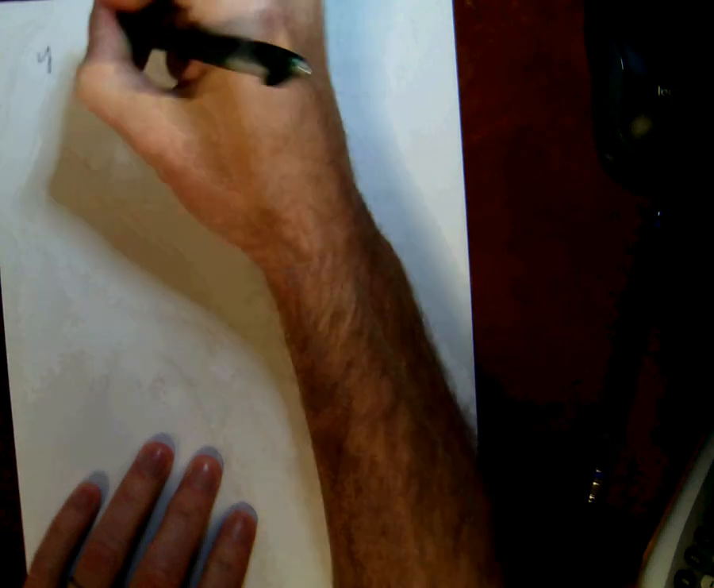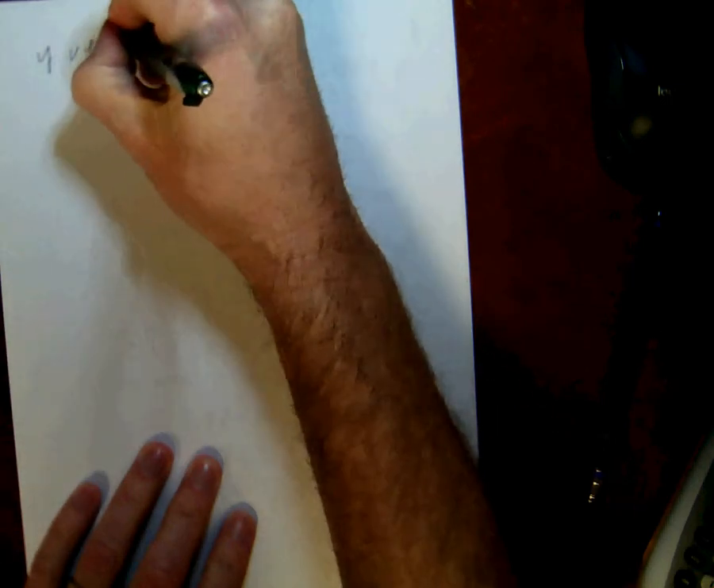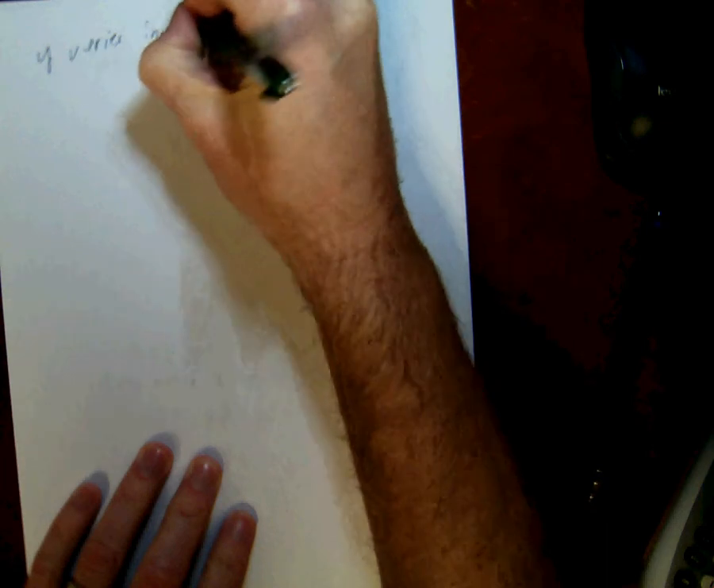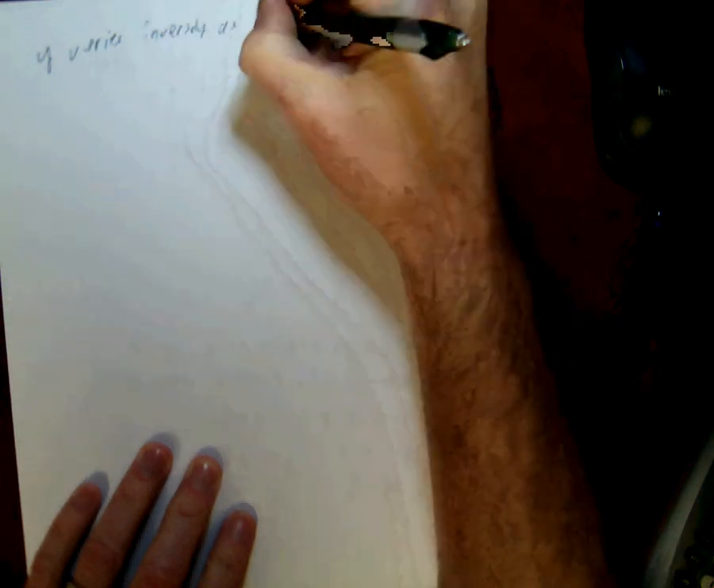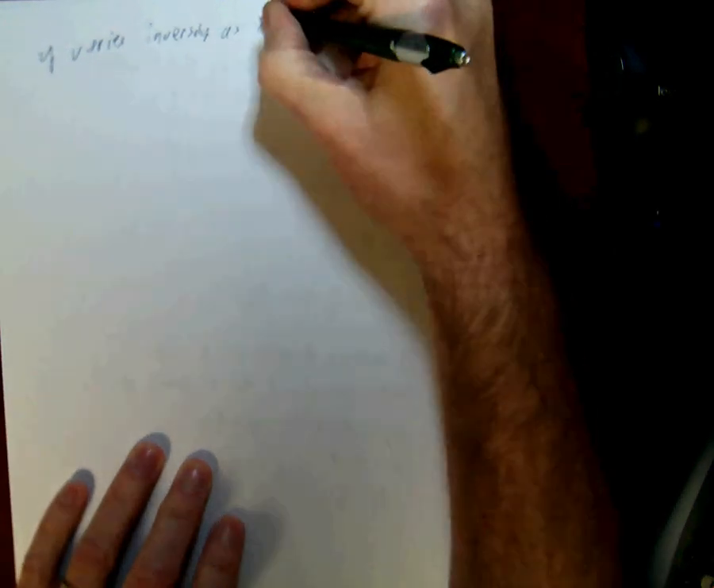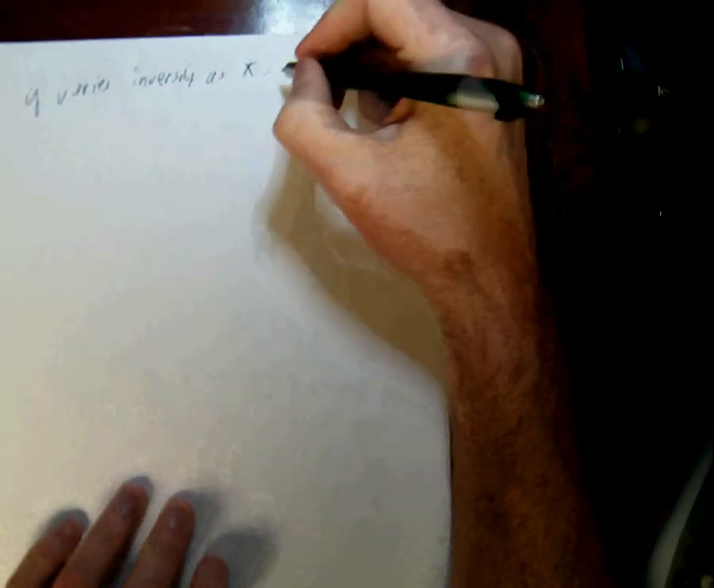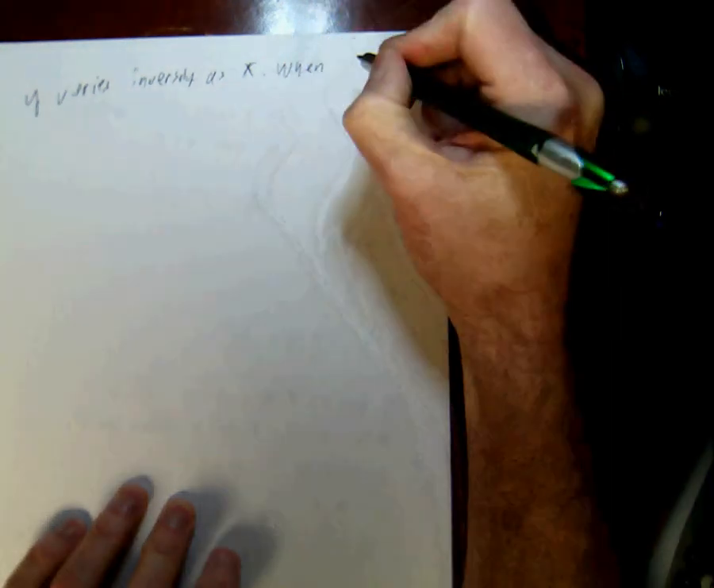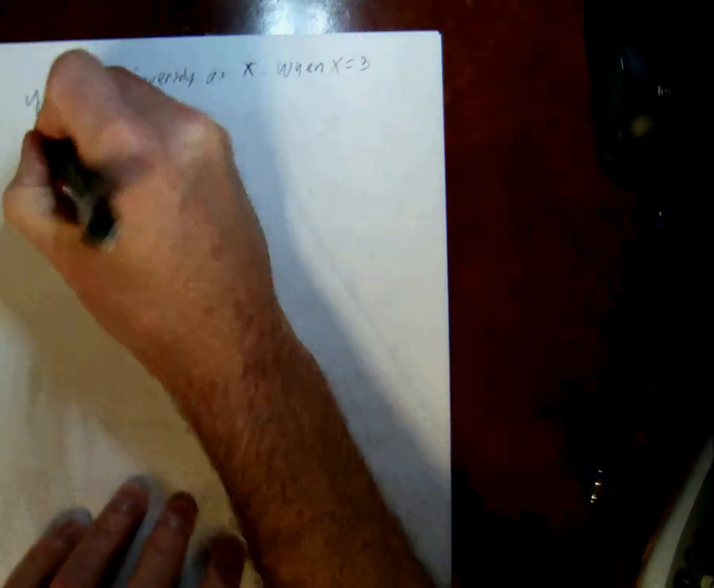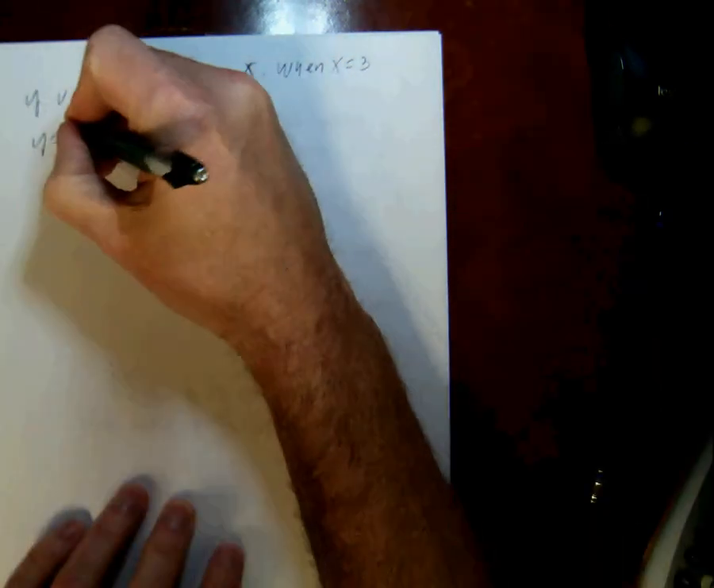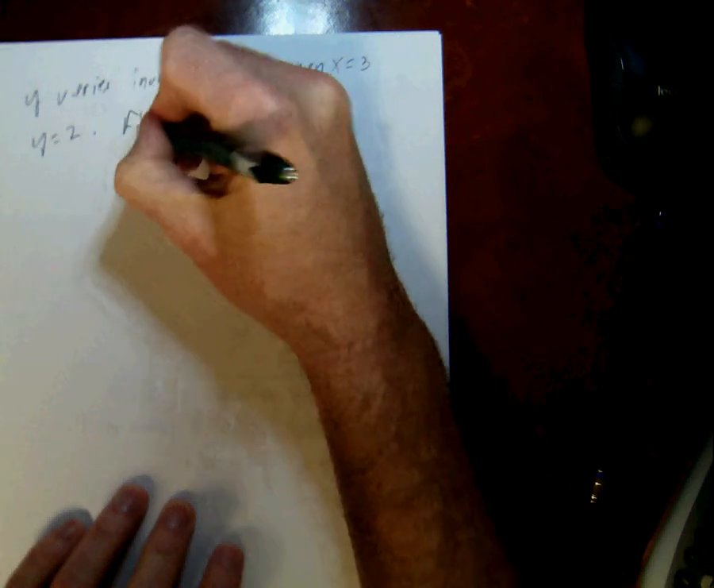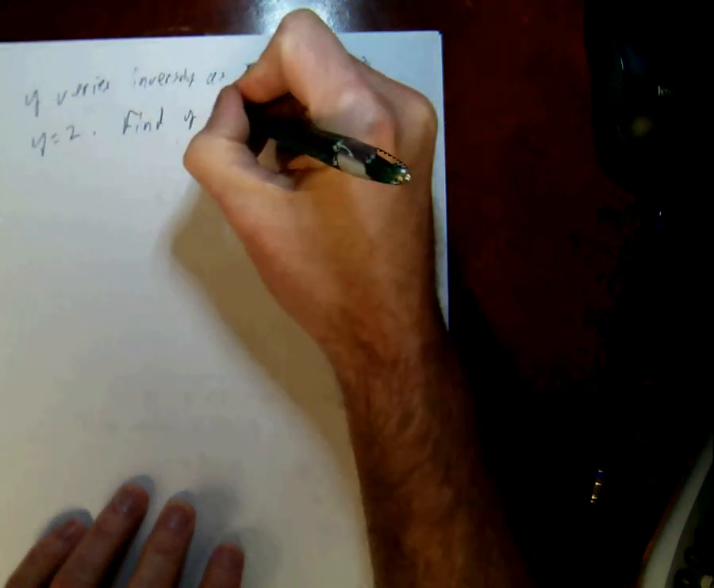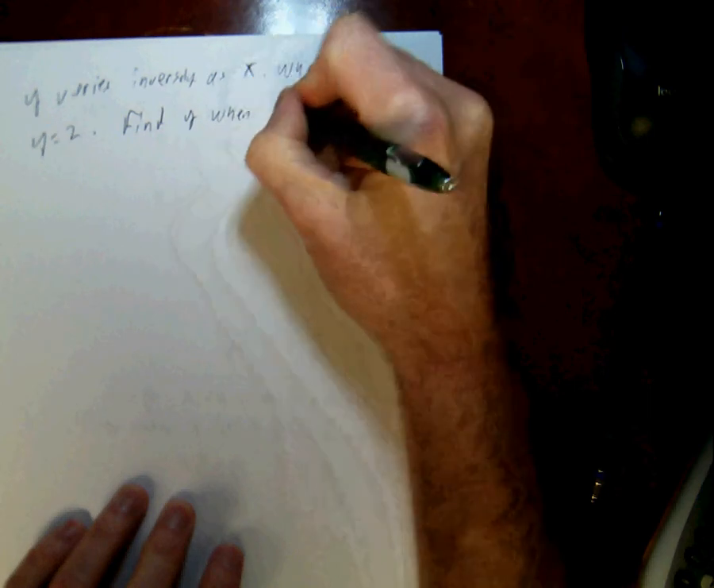So how do I interpret it if I talk about where y varies inversely as x, right? Let's see. Here, we'll change the wording. When x is equal to 3, y equals 2. Find y when x is equal to 5. Right?